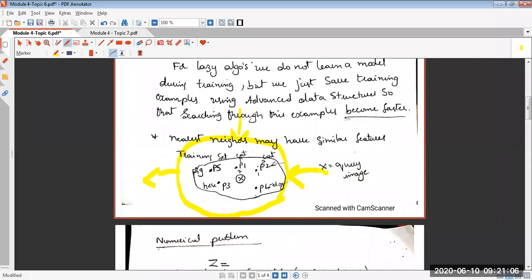So you gave a query image. This query image will also be represented as a point, the point X that you can see here. Now what will the nearest neighbor classifier do? It will try to measure the distance between this new image, or query image, or data point, and other existing training data points.